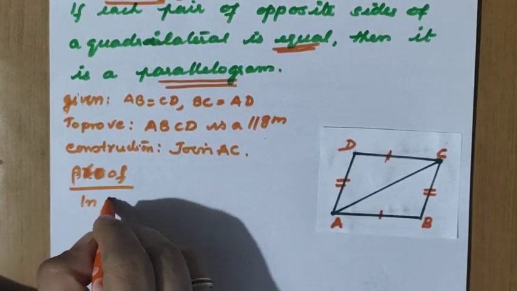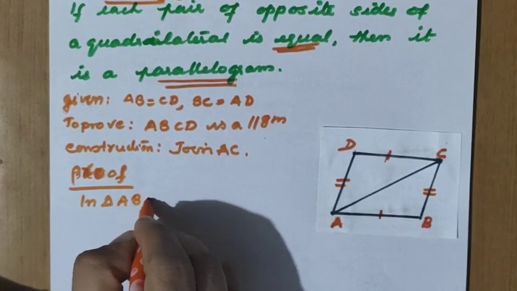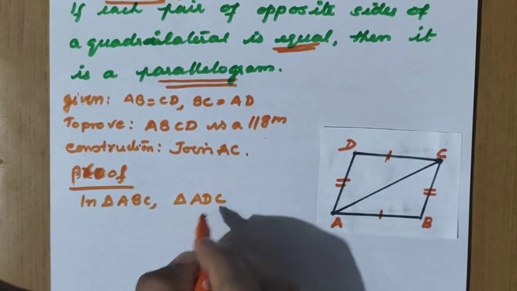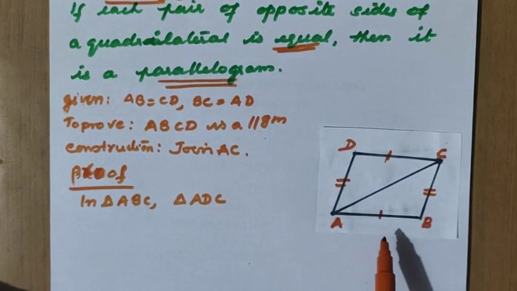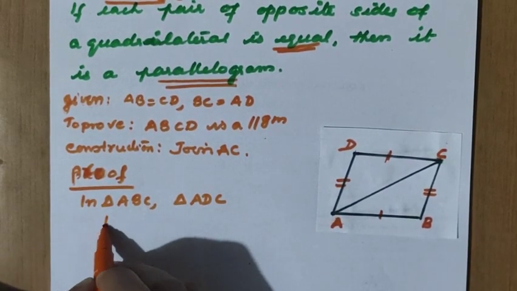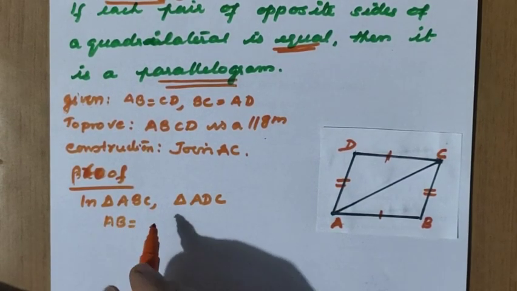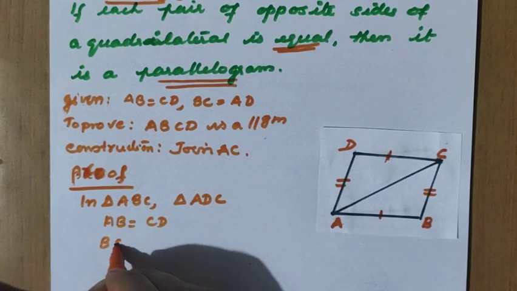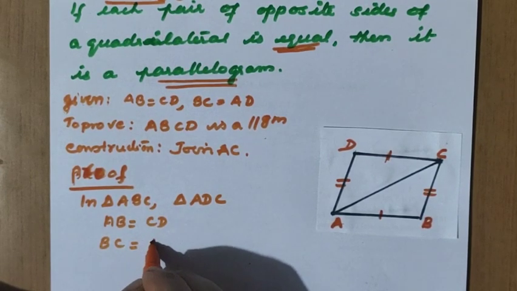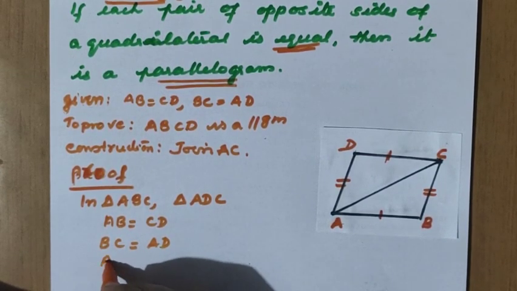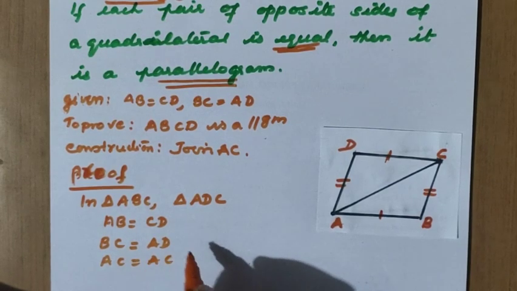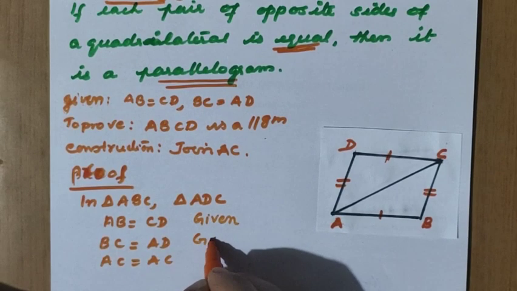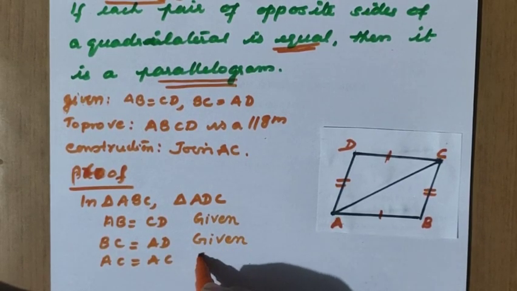Okay. Triangle ABC, same way in triangle ABC and triangle ADC. AB equal to which side? AB equal to CD. Okay. BC equal to AD. AC equal to AC. So what are the reasons? It is given, again given, common.